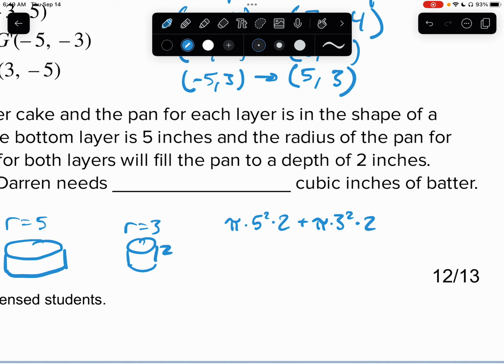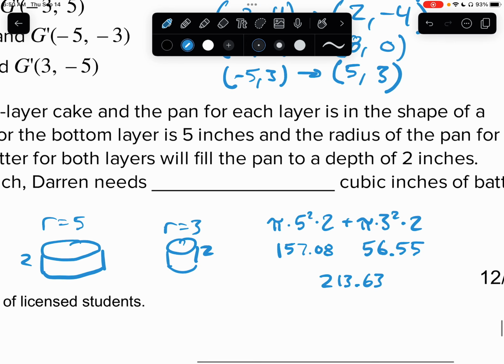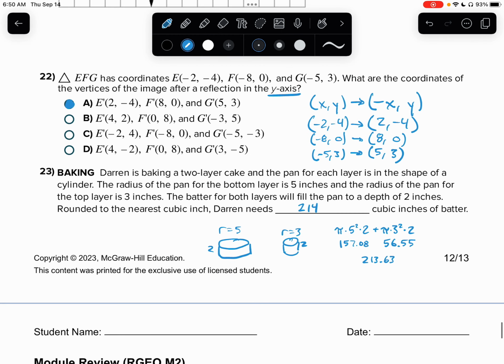And then I'm just going to evaluate each of these. Pi times 5 squared times 2 is 157.08. And then pi times 3 squared times 2 is going to be 56.55. Add those together, 56.55 plus 157.08, which is 213.63. And it says round to the nearest cubic inch, so that would round up to 214. So yeah, that's our answer, 214 cubic inches.